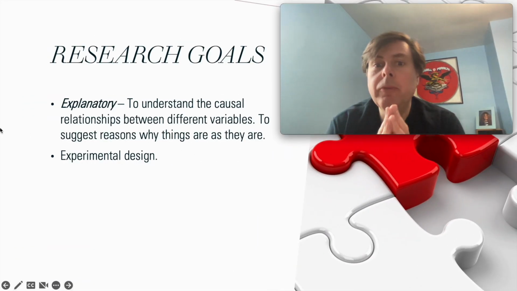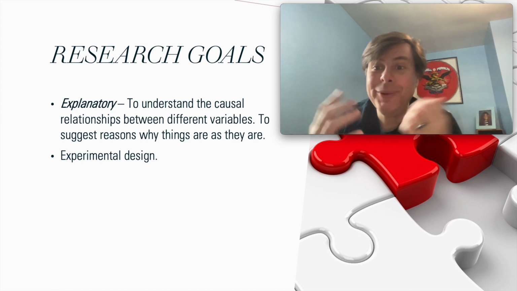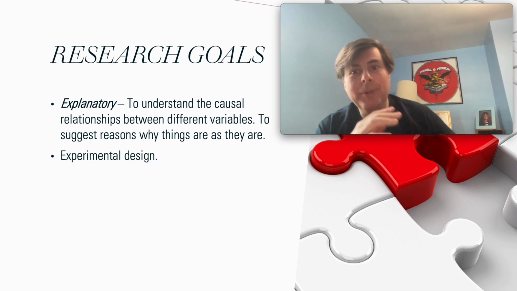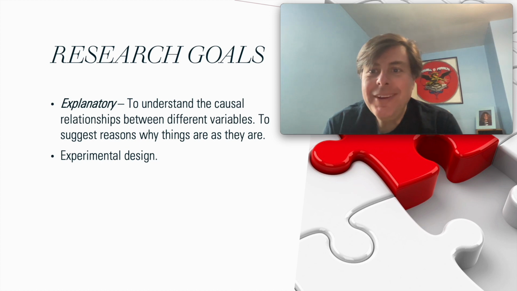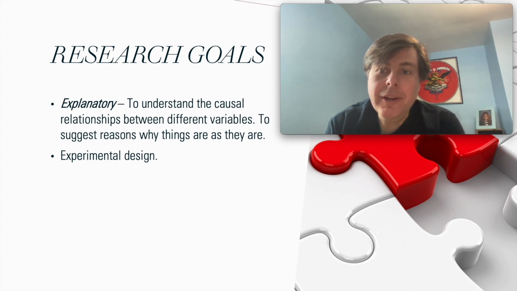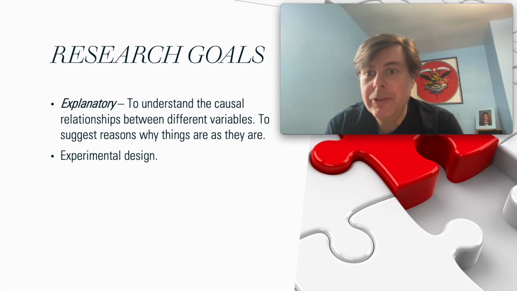The third type of research is explanatory research. This is, if we were to ask people on the street about research, sort of the lab coat thing in a laboratory somewhere. This is explanatory research. This is to understand causal relationships between different variables, to suggest reasons why things are as they are. Our main method is going to be experimental design.